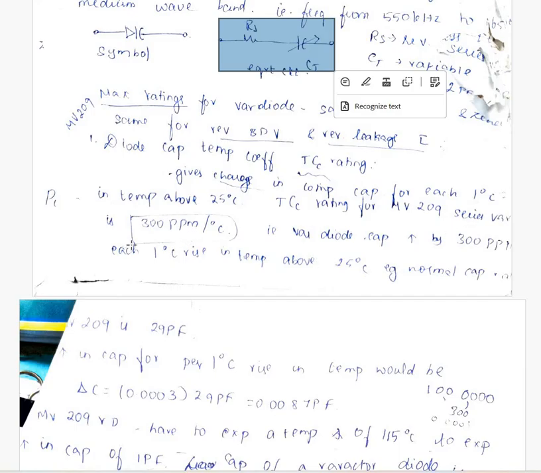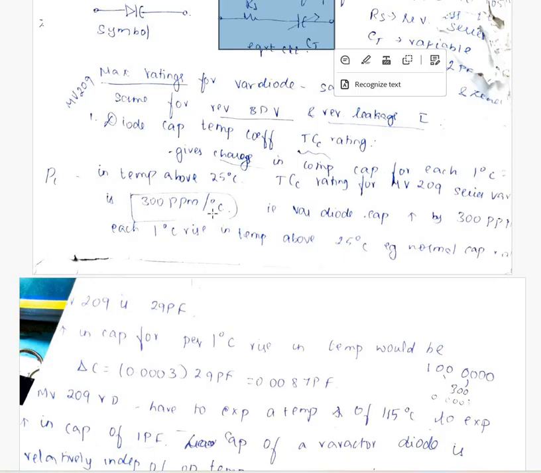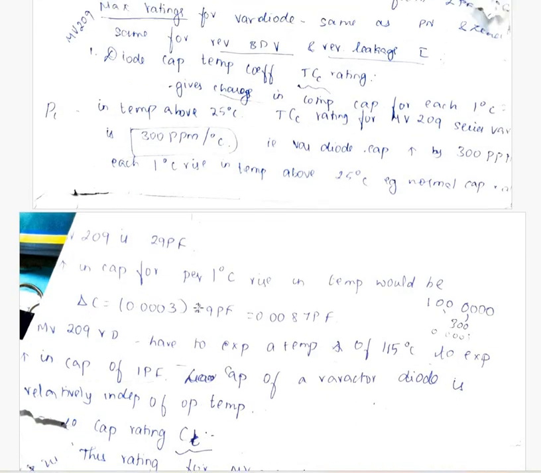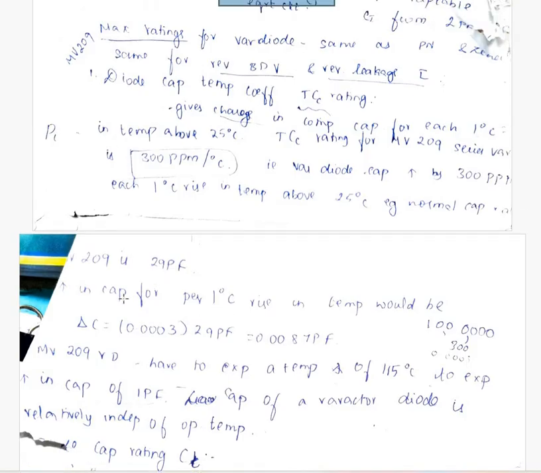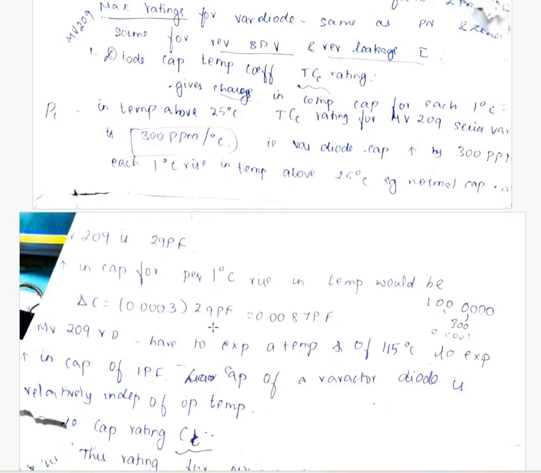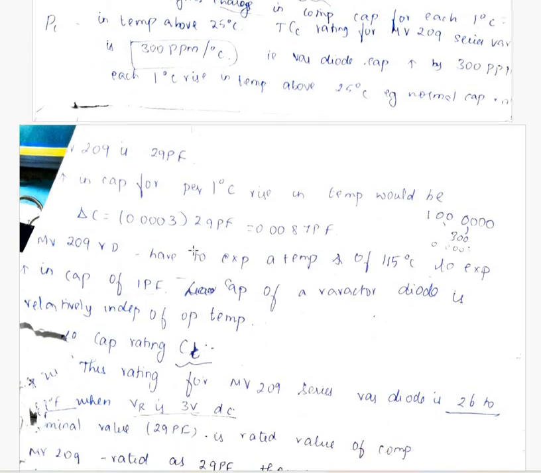The TCC rating for the MV209 is 300 parts per million per degree Celsius. So for a 1 degree Celsius increase in temperature, the capacitance value increases by 300 parts per million. For the MV209, the rated capacitance value is 29 picofarad. So it is 0.0003 into 29 picofarad, which is 0.0087 picofarad. So for every 1 degree Celsius increase in temperature, the capacitance value changes by a very small value.